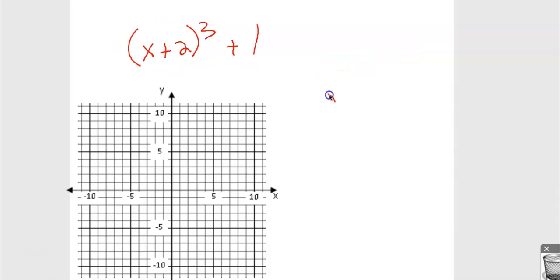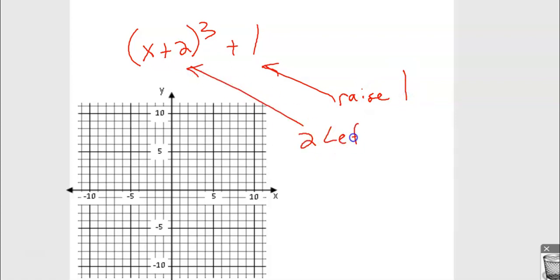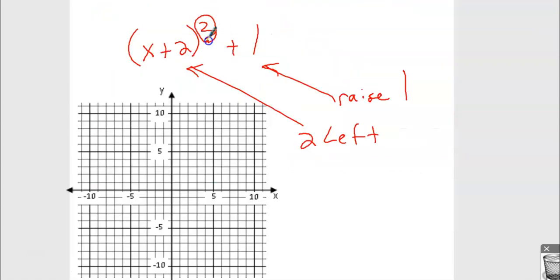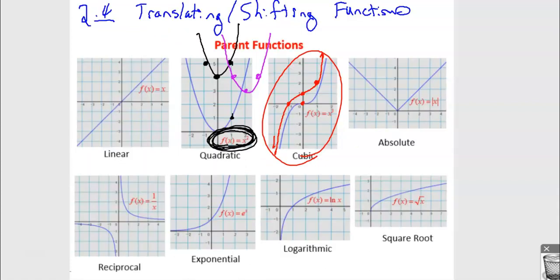This one right here, you're going to raise it one. And this is going 2 to the left. Remember, the inside number is the opposite direction. So again, if you know the parent function, x cubed, and that's what this is. See, it's still x cubed. But you're literally going to take it.